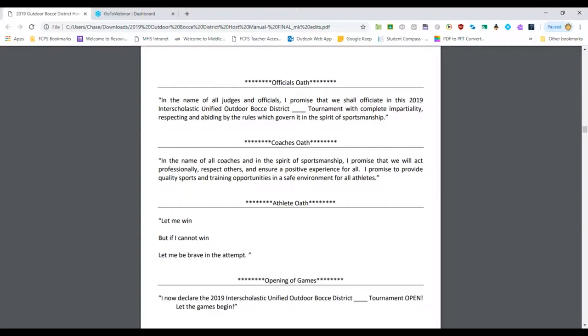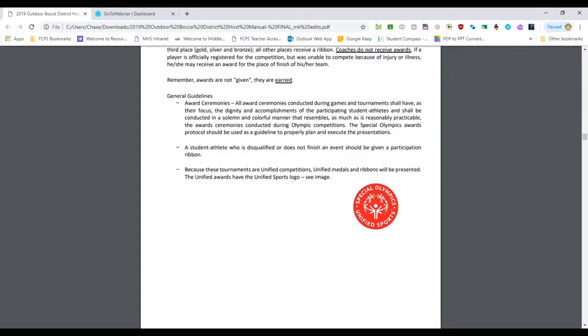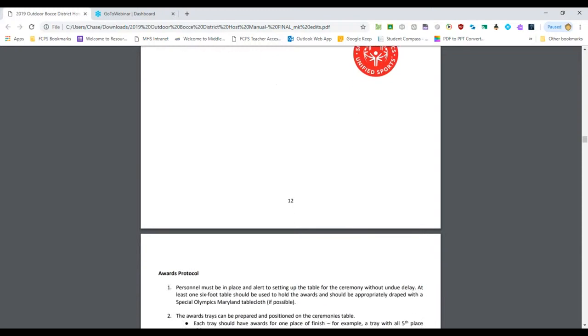All award ceremonies conducted during the games and tournaments shall have as their focus the dignity and accomplishments of participating student athletes and shall be conducted in a solemn and colorful manner that represents, as much as reasonably practical, the award ceremonies conducted during the Olympic competitions. The Special Olympics Awards Protocol should be used as a guideline to properly plan and execute presentations. A student athlete who is disqualified or does not finish an event should be given a participation ribbon. Because these tournaments are unified competitions, unified medals and ribbons will be presented. Unified awards have the unified sports logo on them, which you can see below what I've read. All right.